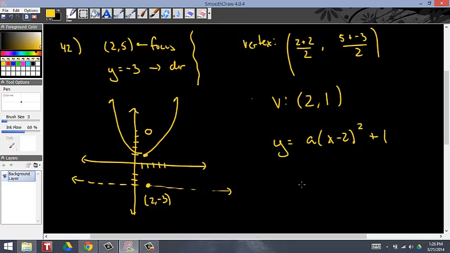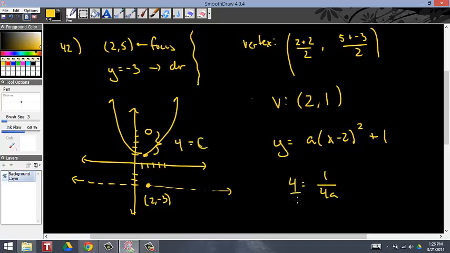How do I find a? How do I find a? Carter? C equals 1 over 4a. Now, C is the tricky part. If the vertex is (2, 1) and the focus is (2, 5), what is this distance right here? 4. So 4 is equal to 1 over 4a. Right? Because 4 is equal to C.